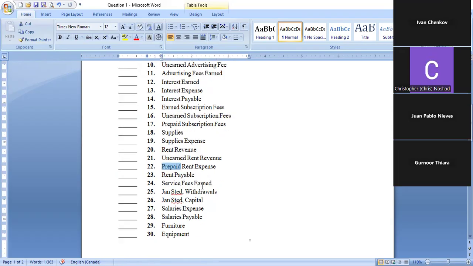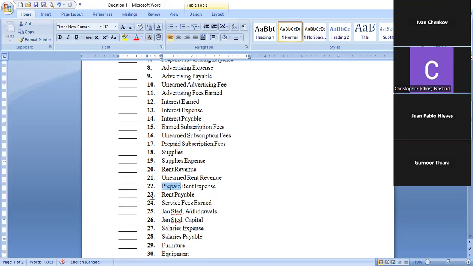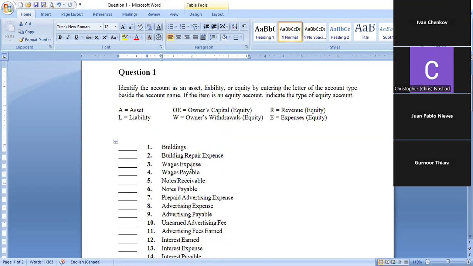Service fee earned, revenue. Owner's withdrawal. That's purely a withdrawal account. Owner's capital. Capital account or equity, right? Salary expense. Expense. Salary payable. Furniture and equipment. They're all assets. Good. Good. Let's see now.